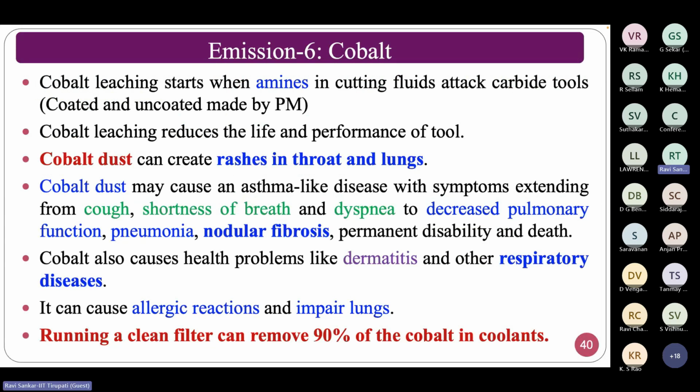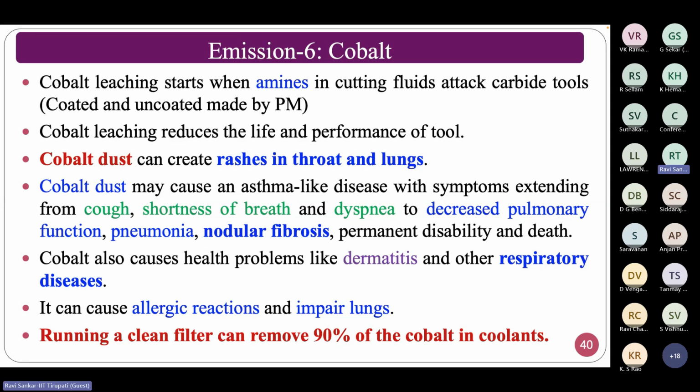For example, if you are using tungsten carbide cutting tools and you are using a cutting fluid that consists of amine groups, in that circumstance you may experience this problem, because amines are going to attack the tungsten carbide or any type of carbides where you have the cobalt binders. Whenever a tungsten carbide cutting tool is made, there will be a binder, which is cobalt. You do the powder metallurgy, then sinter it to make the cutting tool.